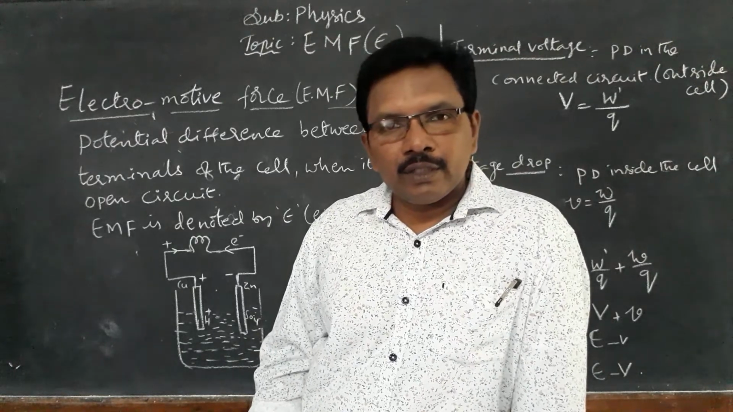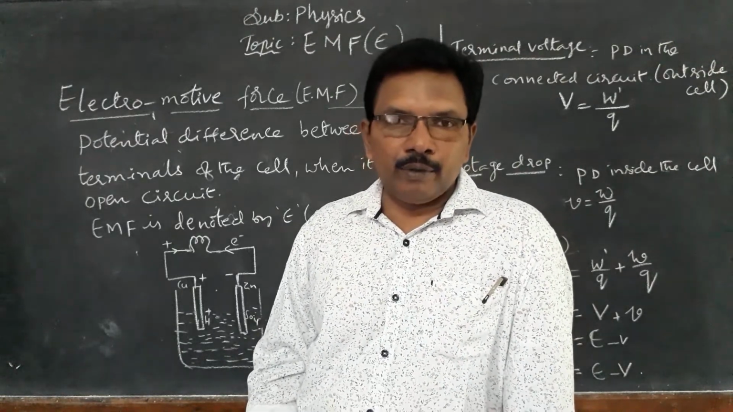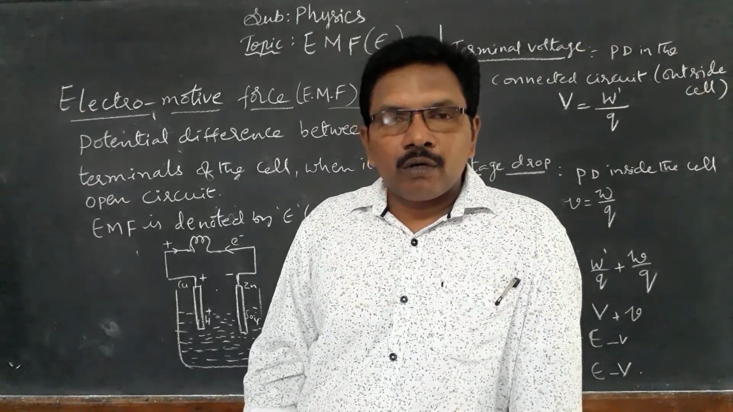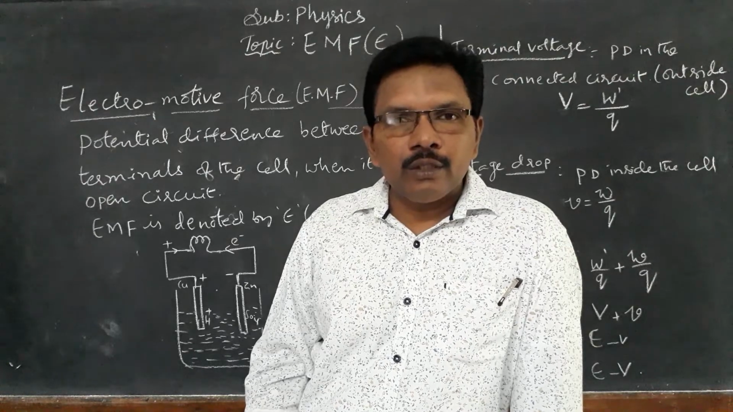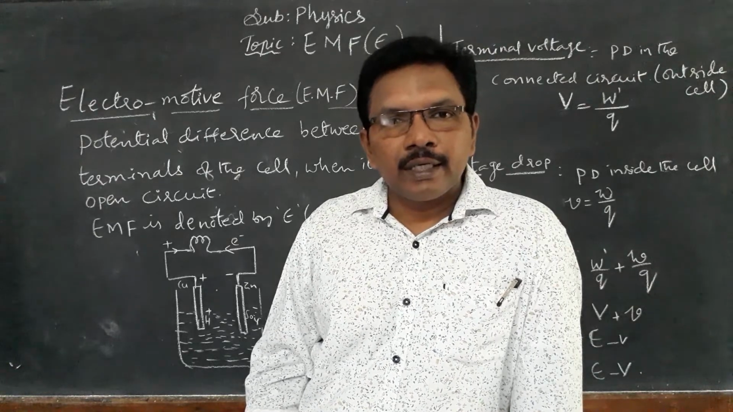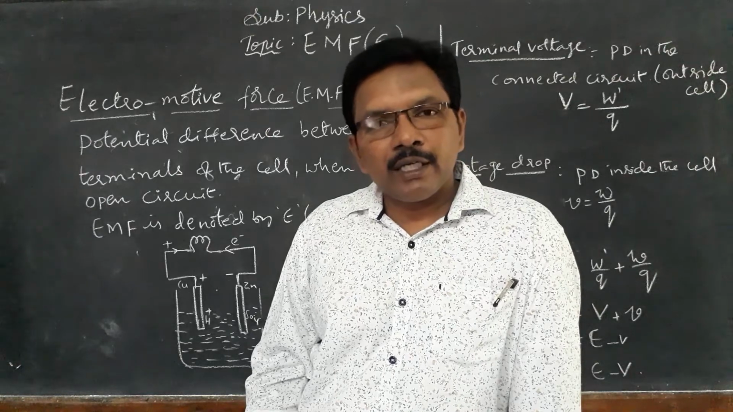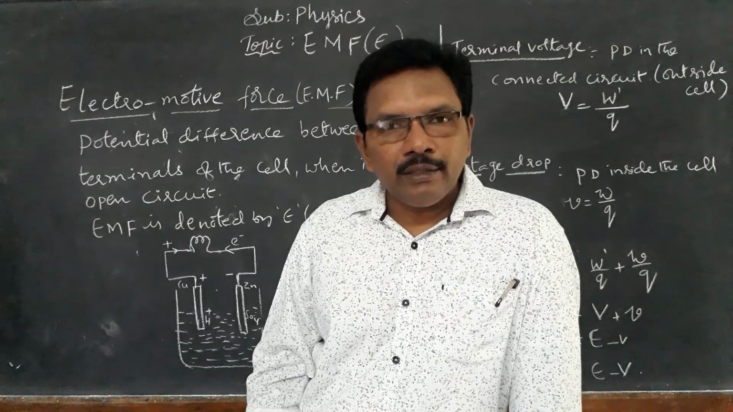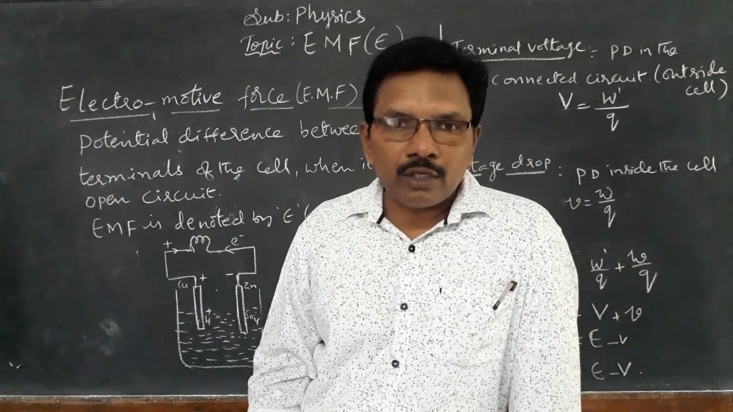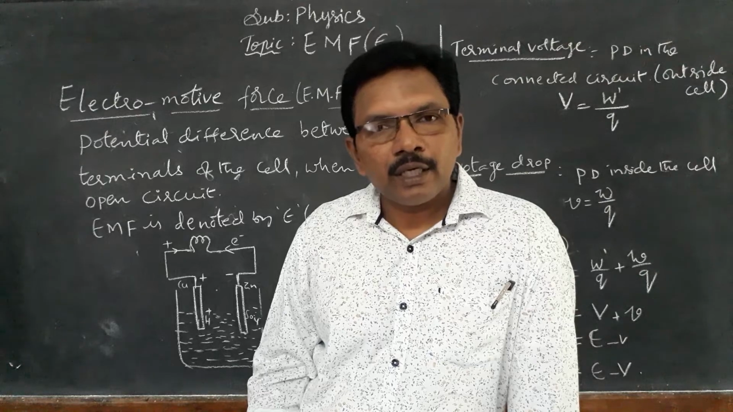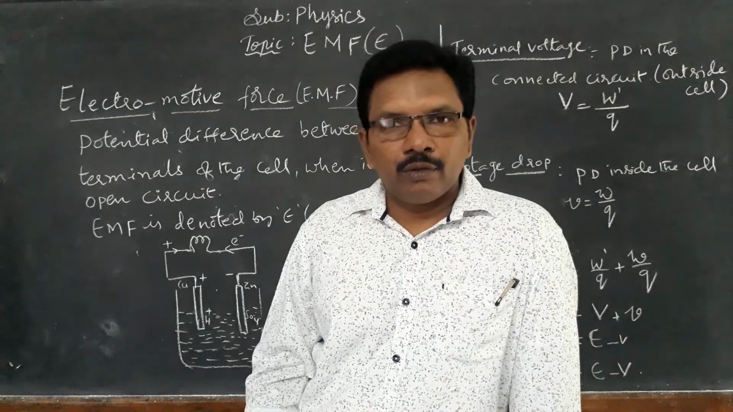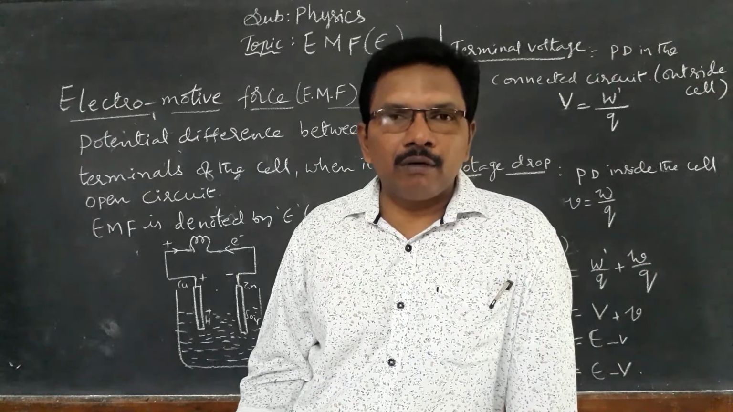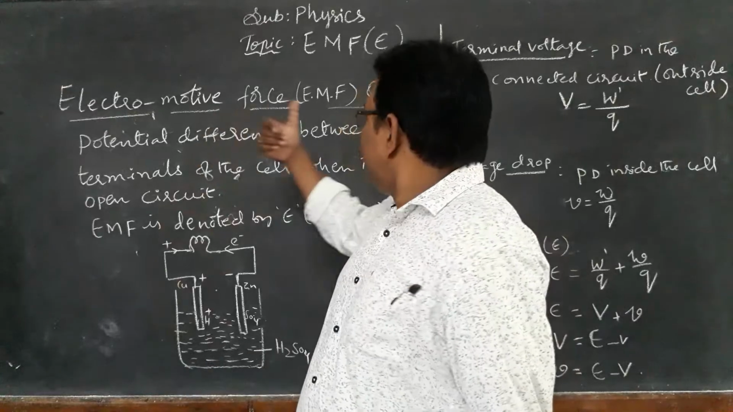We already learned about potential difference in the last class. What is potential difference? Work done to carry unit charge across the conductor. Here work done is nothing but energy provided to carry the charge from one place to another place in the conductor, in the circuit. That is done by the cell. That is called electromotive force of the cell.